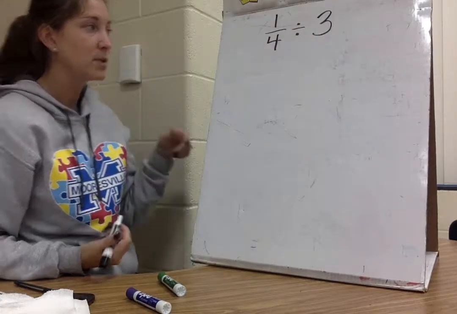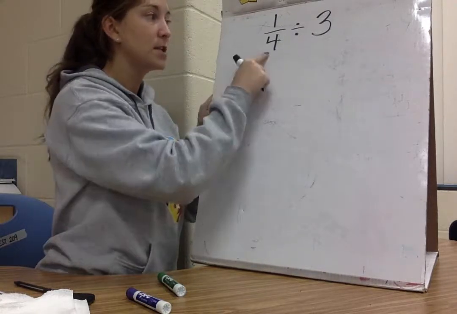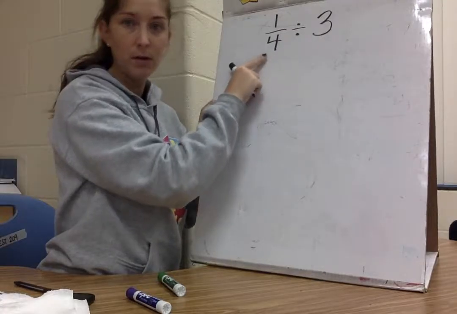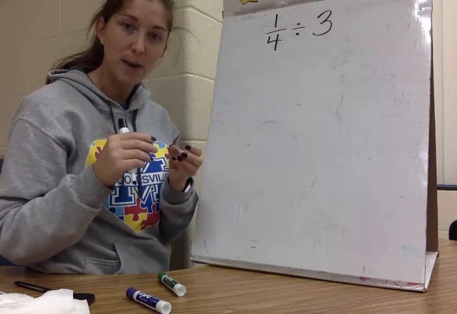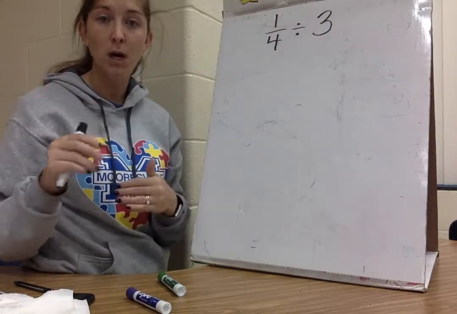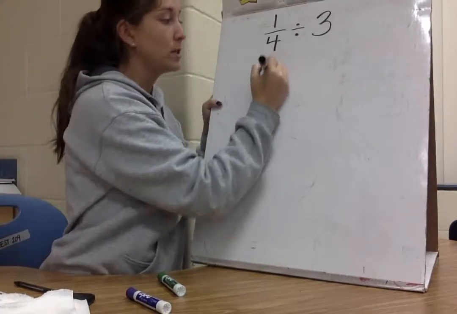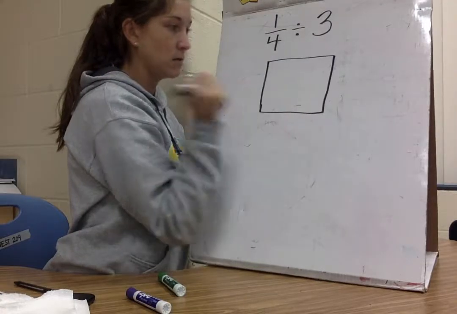So, if I'm solving this with an area model, the first thing that I have to have is something that represents 1/4. Well, 1/4 is a fractional amount. It's less than 1. So I don't need 4 models to represent this. I only need 1 model. So this time I'm just going to draw one big square.